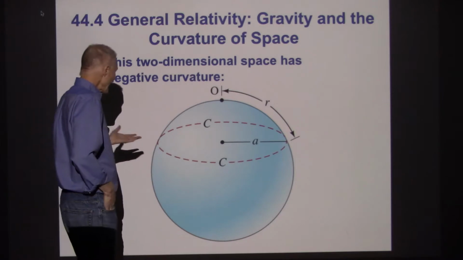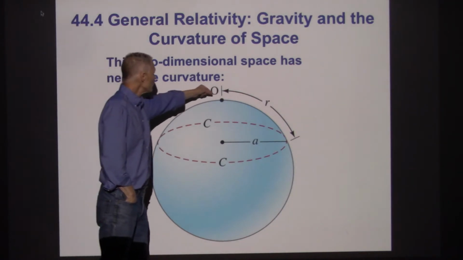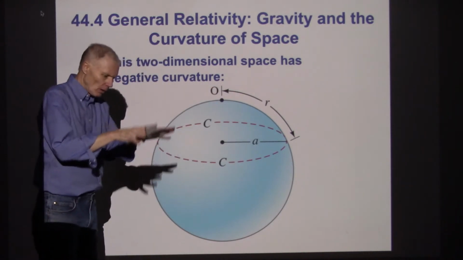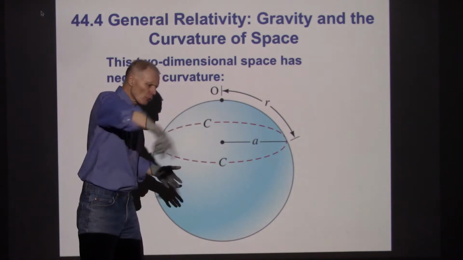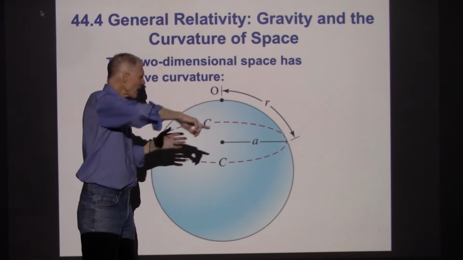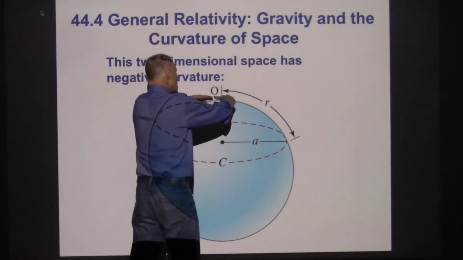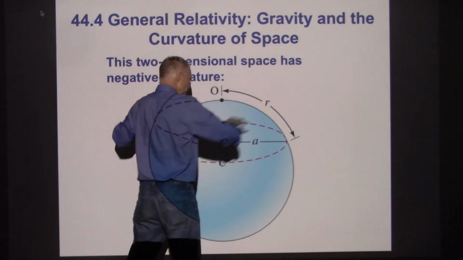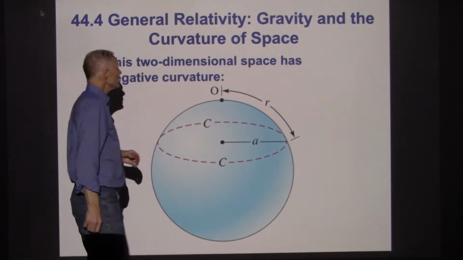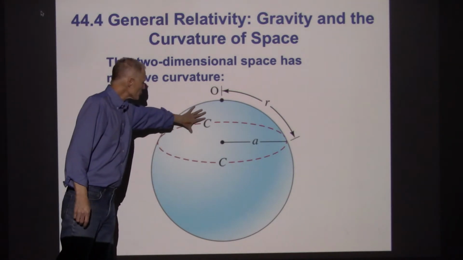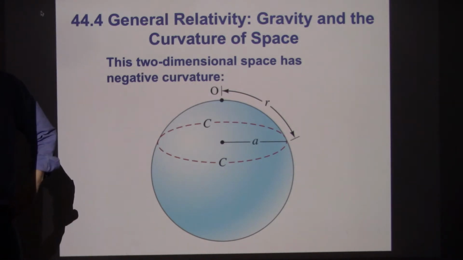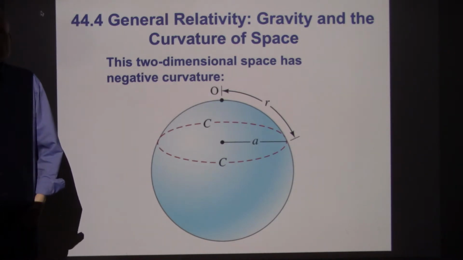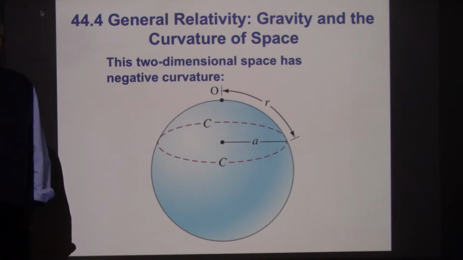Now, an analogous example of that would be to draw a point on the surface of a spherical surface and then draw circles around that point. Now, if the surface were Euclidean, if it were a flat surface, then every one of those circles would have a circumference given by 2 pi r. That's the formula we learn in our geometry classes.